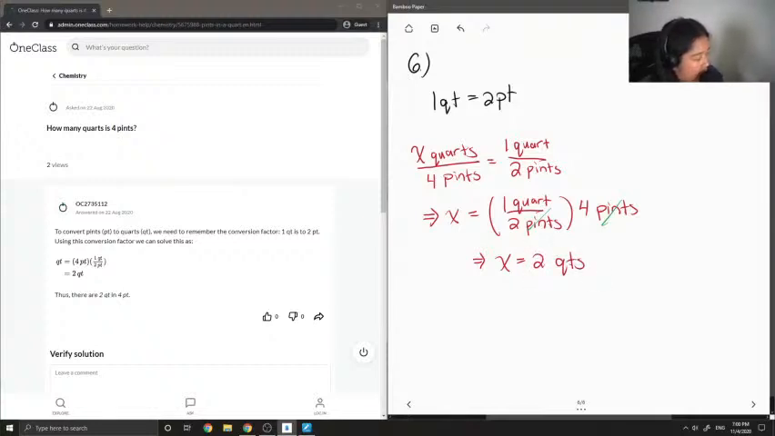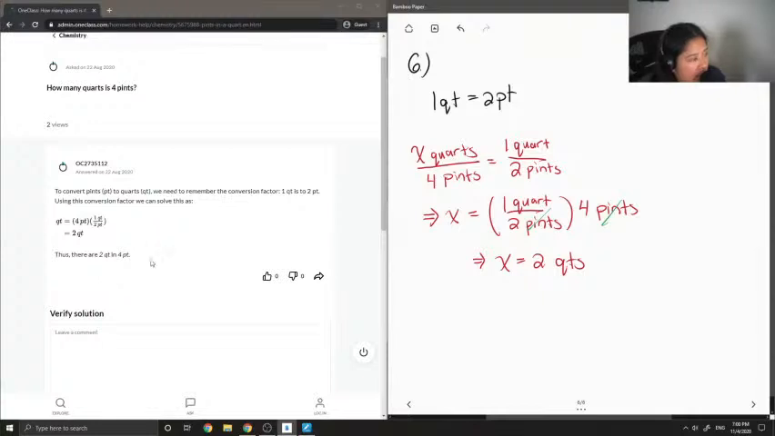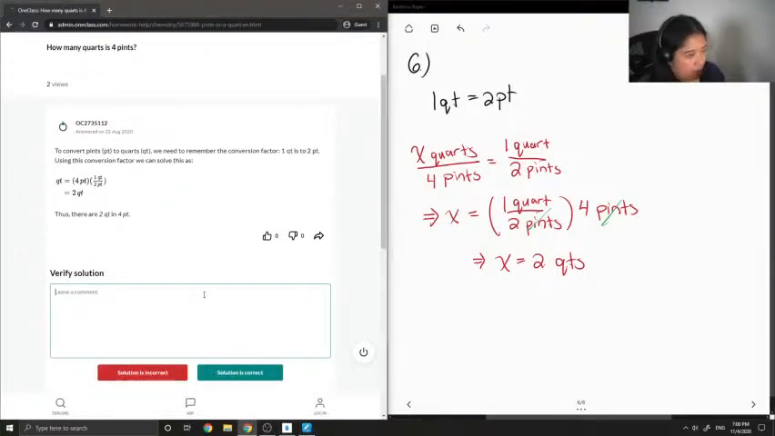So let's see the answer from our junior tutor. To convert pints to quarts, we need to remember the conversion factor. 1 quart is to 2 pints. Using this conversion factor, we can solve this as quart is equal to 4 times 1 over 2, which is equal to 2. This solution is correct.